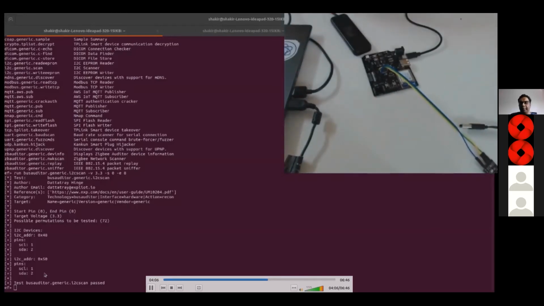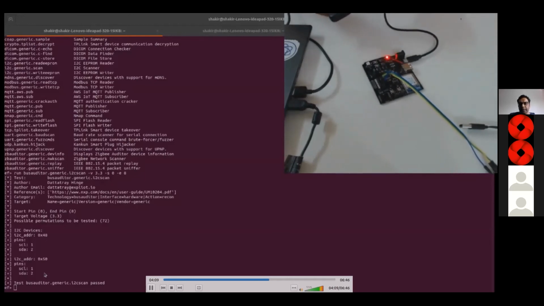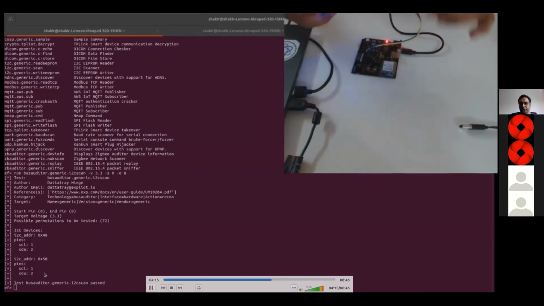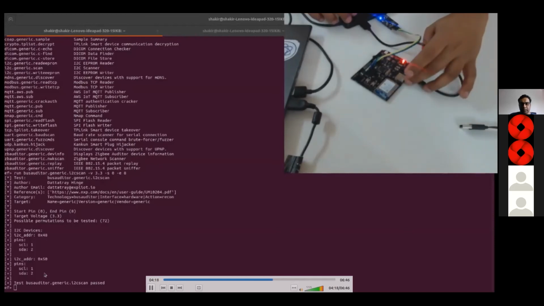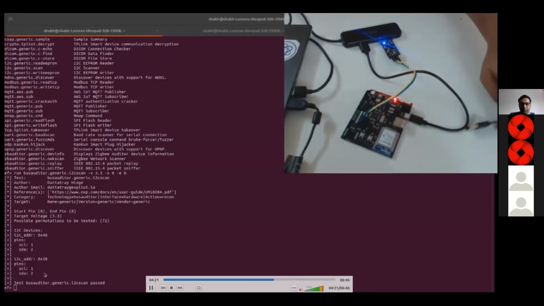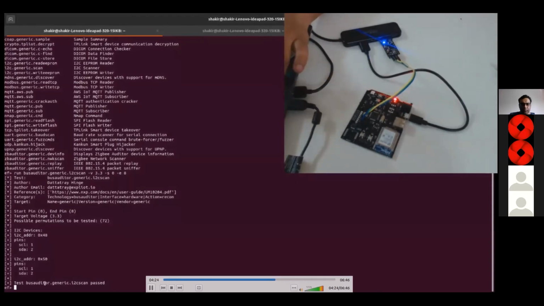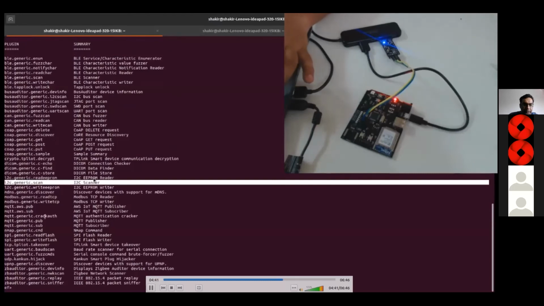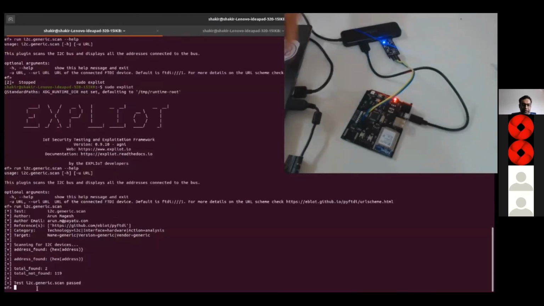Let us now power up the Diva board again and connect this EXPLIoT so that you can access it through serial. So let us look for the plugins for this. Right. So in I2C, you can see I2C generic read EEPROM. The scanner found an EEPROM, and I want to read something.